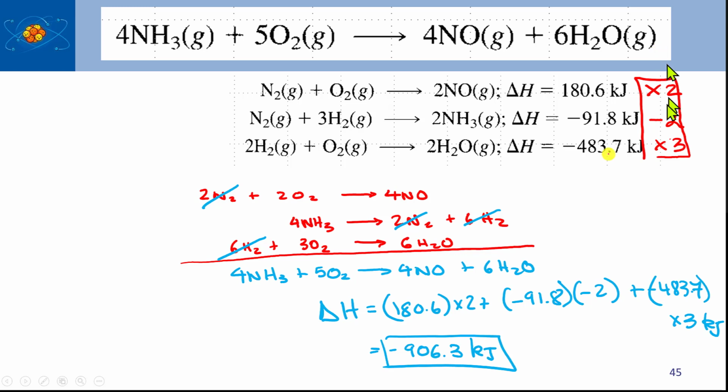And if you're writing the thermochemical equation, which I'm actually not doing, I guess I could, you would just write it like this. Delta H is equal to negative 906.3 kilojoules. And oftentimes, if you don't see this delta H, it means the same thing. The only energy you typically see on the right-hand side is the enthalpy for the reaction.